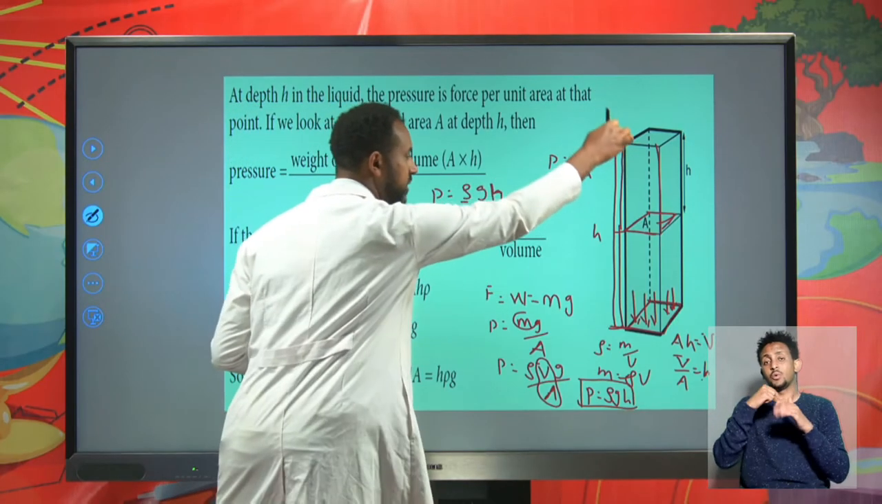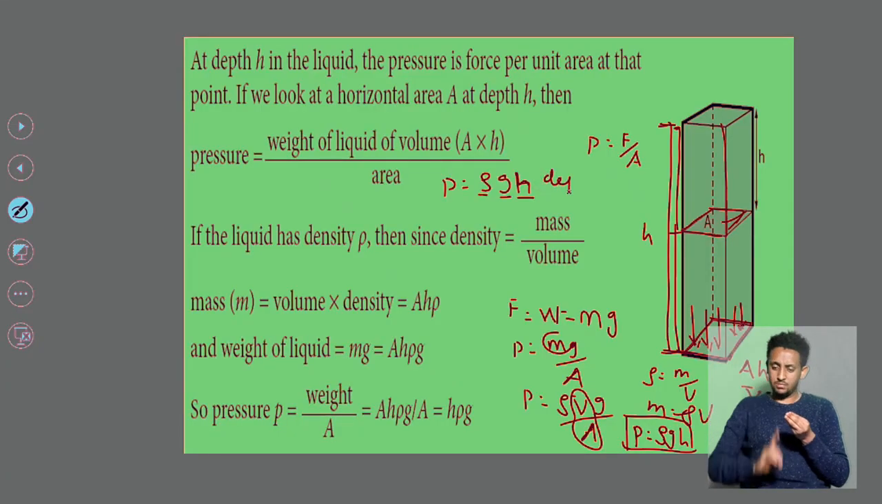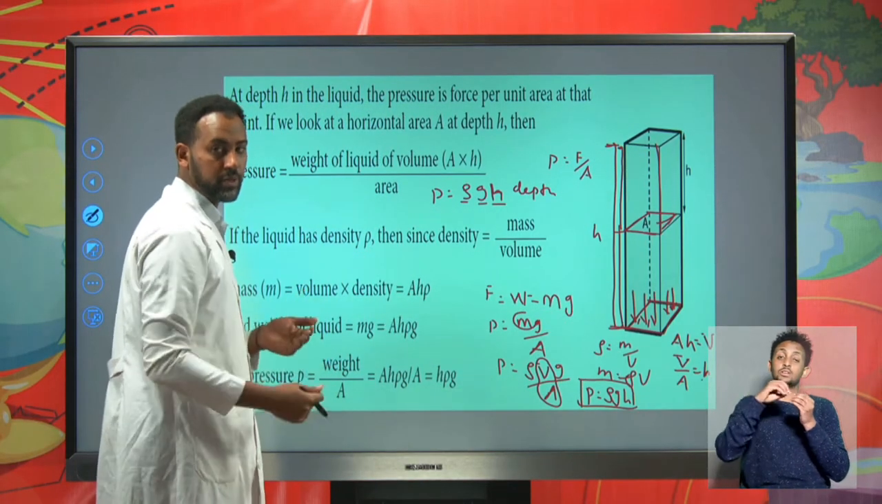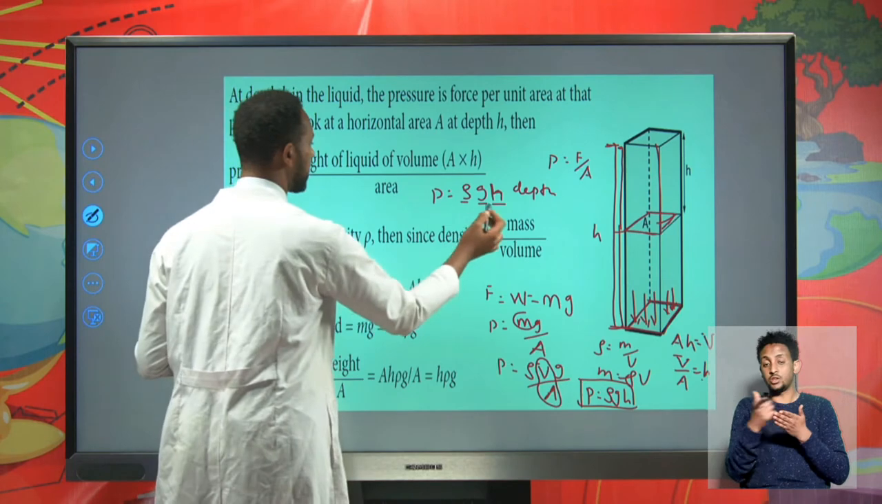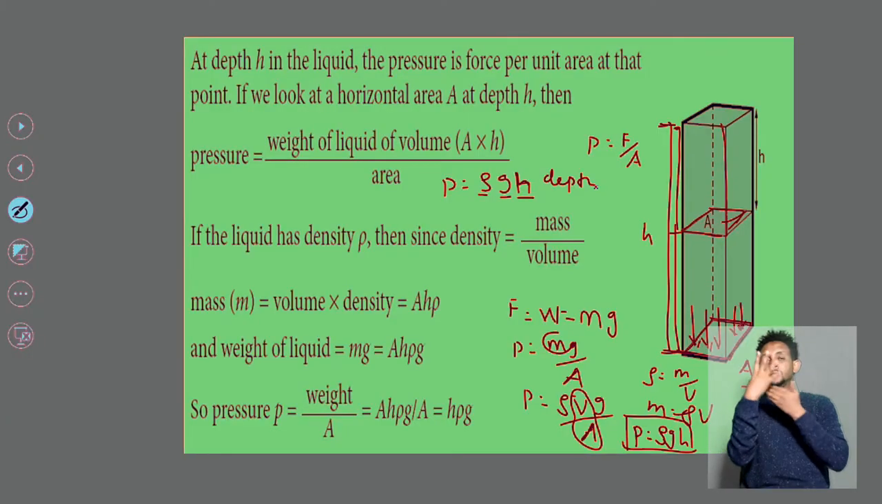As you go deeper and deeper, h is called depth. As the depth increases, there will be higher liquid pressure. So pressure P is related to the type of fluid, depth, and gravity.